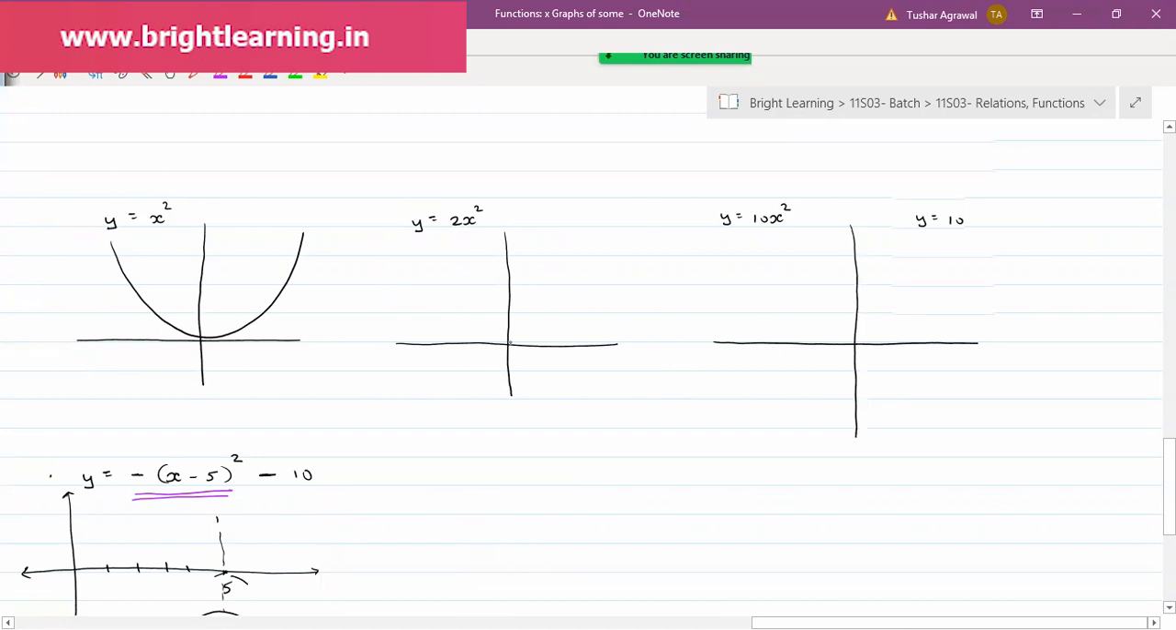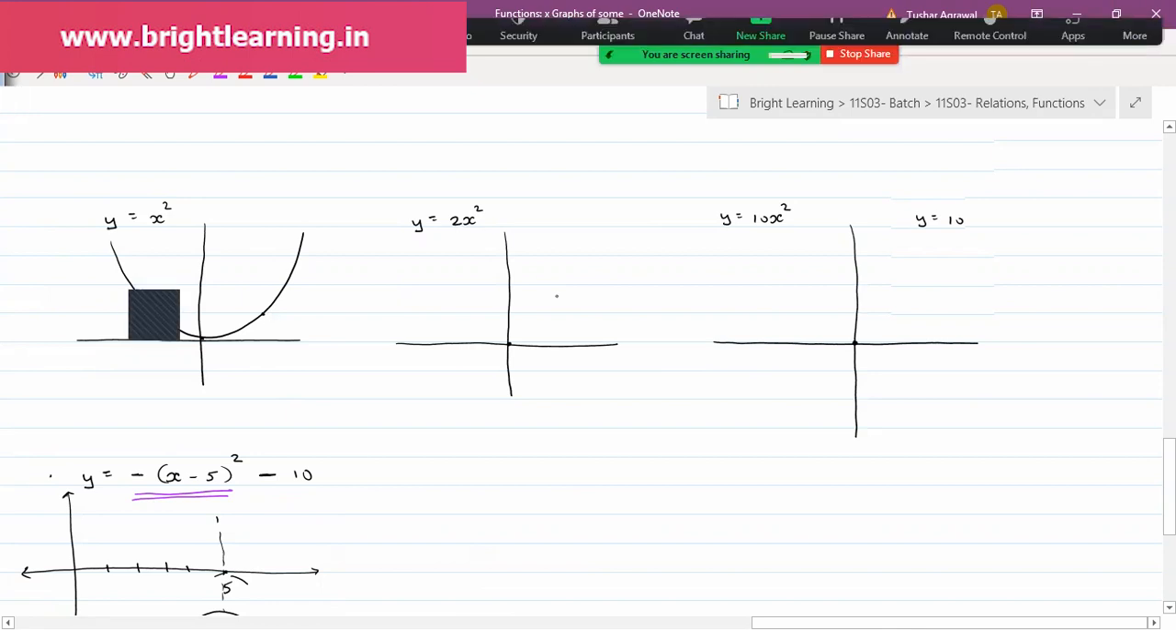So see, for x equal to 0, the bottom point remains the same. For x equal to 1 and x equal to minus 1, they are brothers. Their images are 1 and 1. In the second case, their images are now 2 and 2. In the third case, the image is 10 and 10.